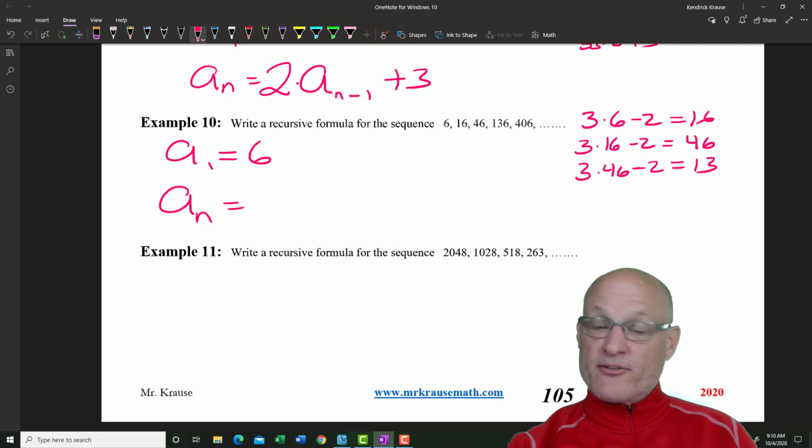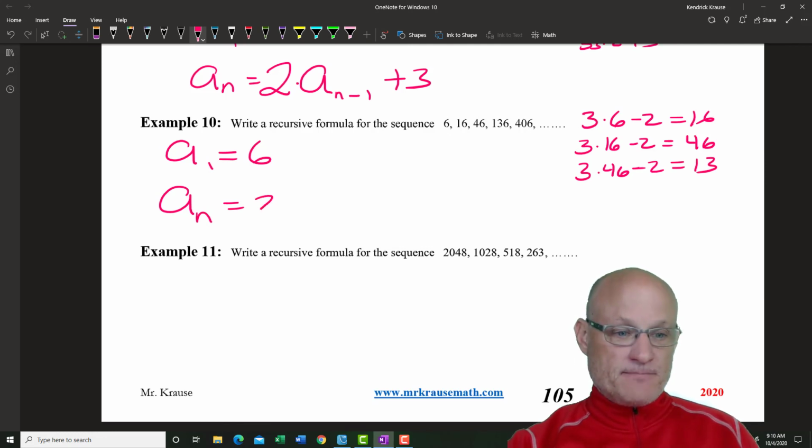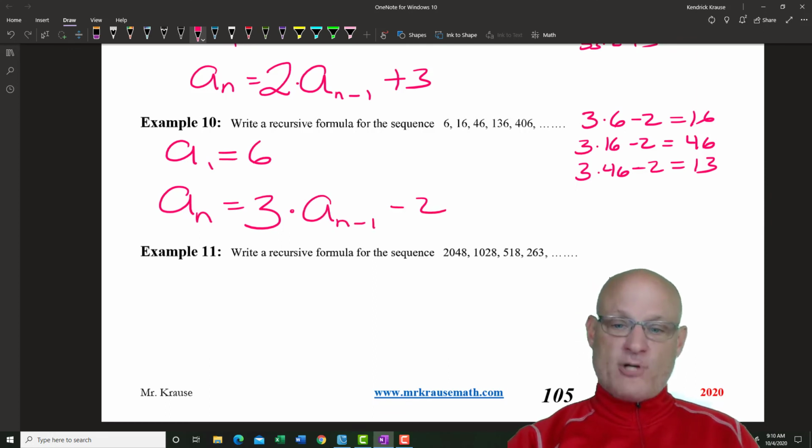We're going to multiply by 3 and subtract 2. So we're going to take 3. We're going to multiply it by the previous term. And we're going to subtract 2. Okay.